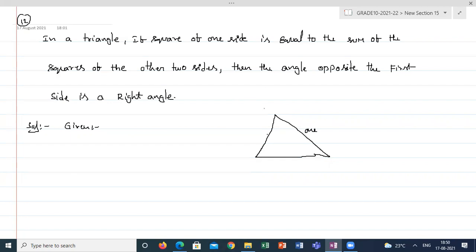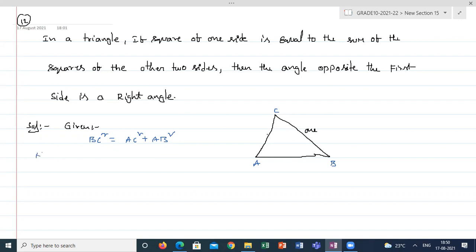I'm taking the triangle like this: A, B, C. BC is one side. The square of BC will be equal to the sum of the squares of the remaining two sides, AC square plus AB square. This is given. Students, is it clear what is the given data? This is the only given.